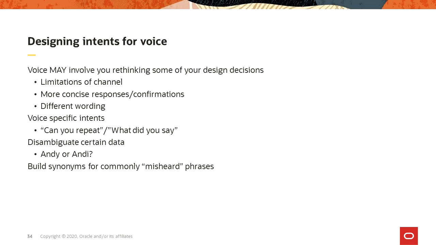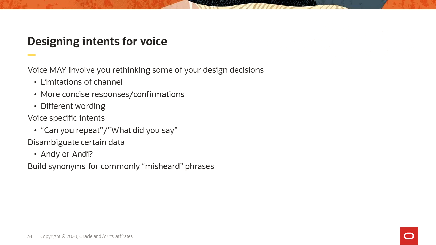What are our techniques there? We might not be able to do the full set of wording, because people's ability to listen to an automated voice for longer than a few seconds is probably quite limited. So you might have much more concise responses and confirmations as well. You might have very specific intents for voice. So if you didn't catch something, you might say, can you repeat that, or what did you say? You wouldn't have that on a channel like WhatsApp, for example.